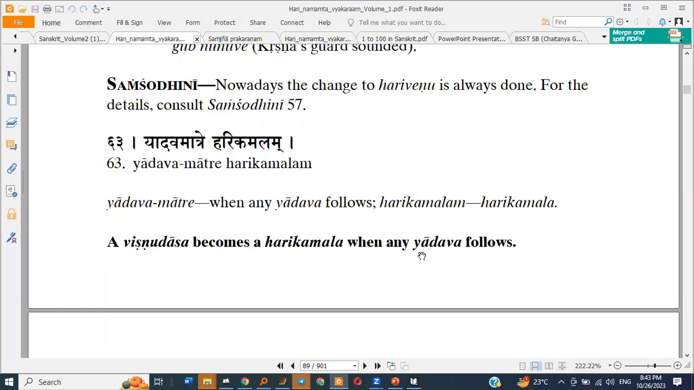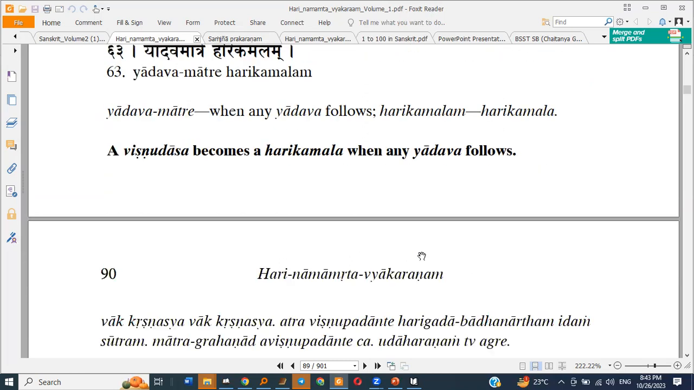In BBT books, I believe they do change it into Harivenu. So they stick to this rule throughout the publications, throughout the shlokas. Yeah, that was 62nd. 63rd. Yadava Matre Hari Kamalam. A Vishnu Dasa becomes a Hari Kamala when any Yadava follows. What are the Yadavas?